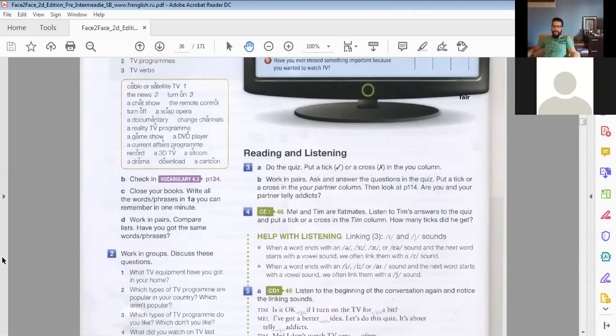Okay, good. And which types of television programs are popular in your country? And which ones aren't popular? From the list of programs in the box, I know you can think of other programs. Drama. Is it popular or unpopular? I think popular. What kind of drama is popular in our country?